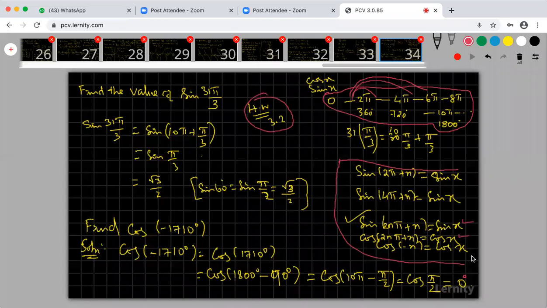Okay, thank you all. Thank you so much. Try to complete this homework problem exercise. Cos of minus x is cos x, which we have already discussed. Please check your notebook and notes.